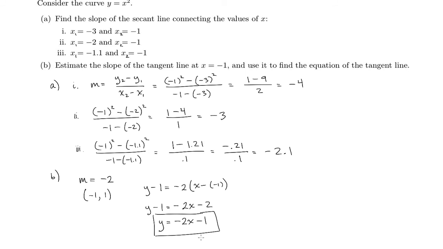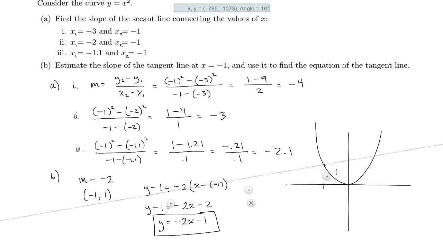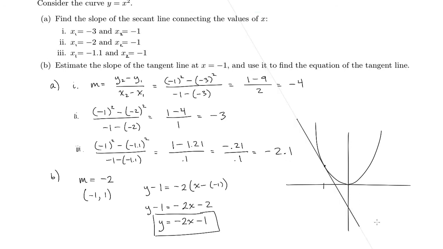Let's sketch it out and see if it makes sense. We've got a parabola, and we're going over to negative 1 and drawing a tangent line there. We'll use my little ruler tool. So we're just going to create a tangent line there at that point. And we draw that line. And it looks like that works out kind of nicely. That looks like the line negative 2x minus 1. So it looks like our estimate was pretty good.